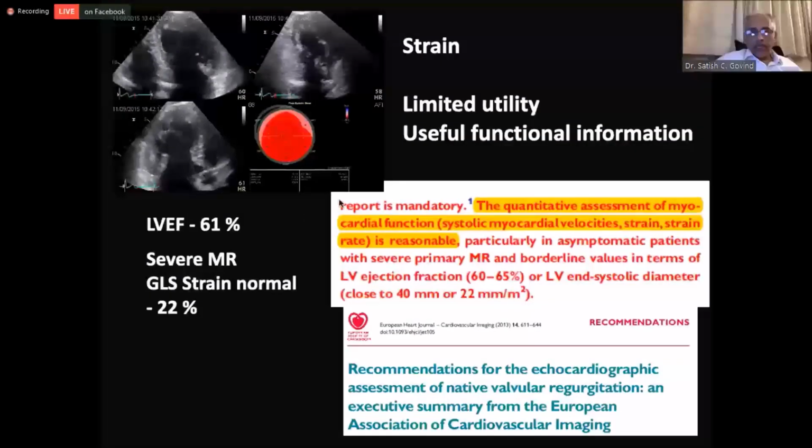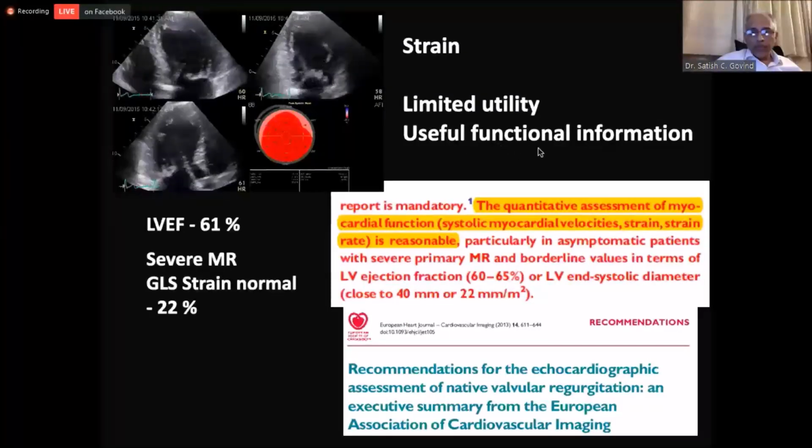Strain, the data are still continuing to come. Again, limited utility, but it gives us functional information.